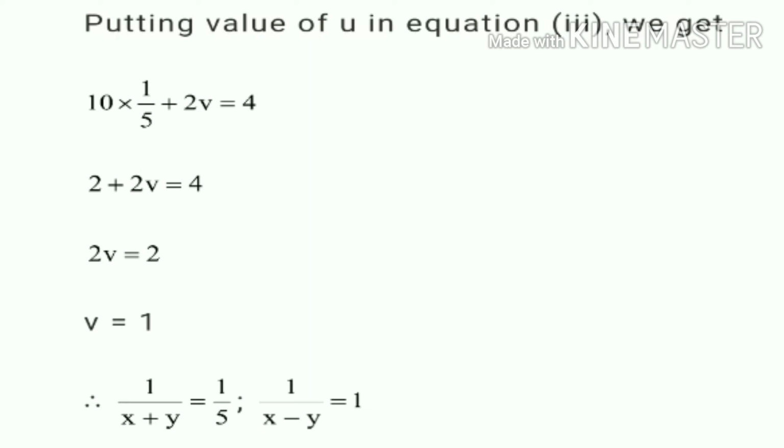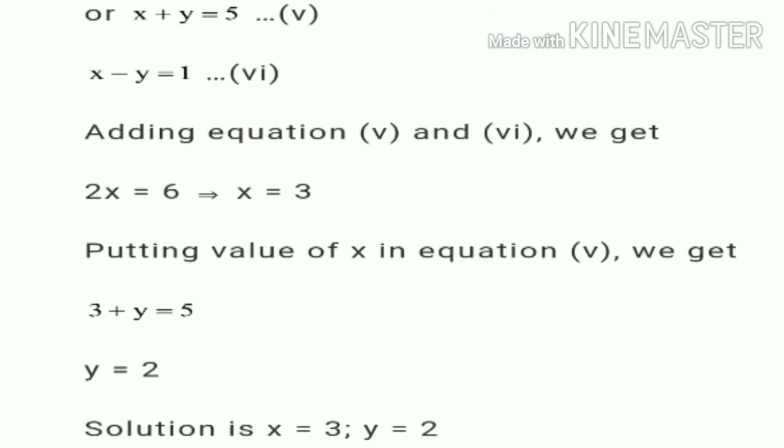Now again the question is not over here, because we had let 1 upon x plus y is equal to u and 1 upon x minus y is equal to v. So we need to put the values again. So 1 upon x plus y is equal to 1 upon 5, and 1 upon x minus y is equal to 1. So what equations will we get? We will get x plus y is equal to 5 and x minus y is equal to 1.